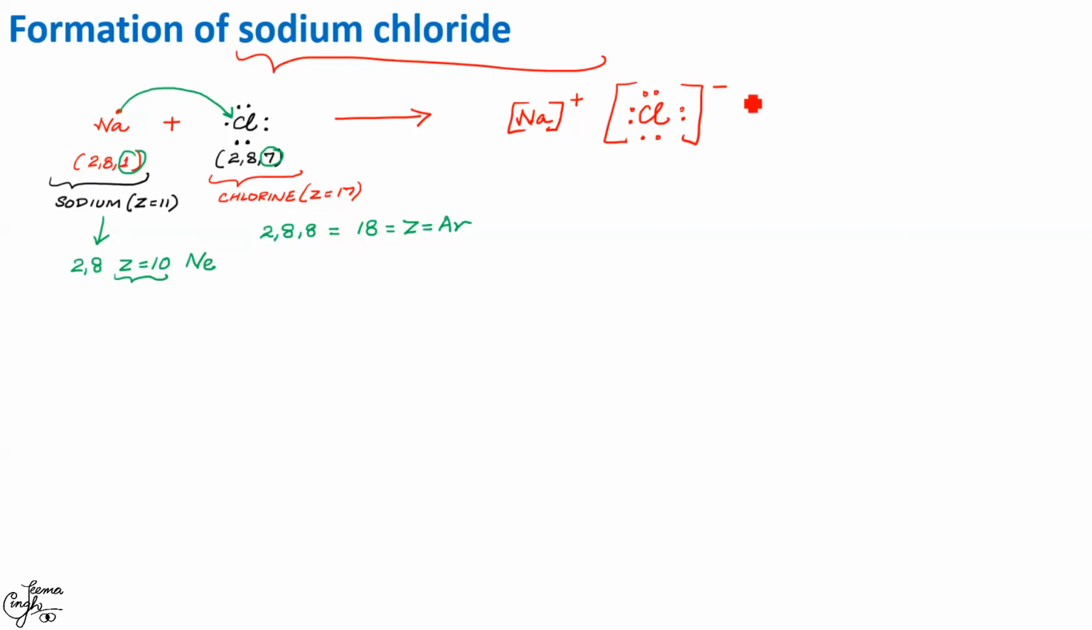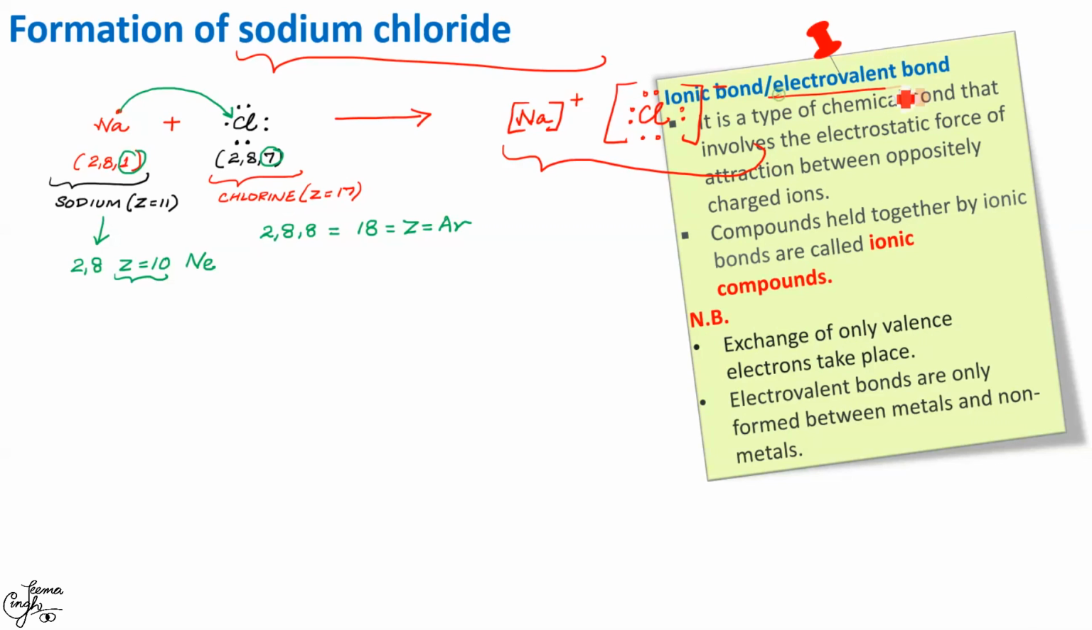Now opposite charges attract. These oppositely charged ions are attracted and drawn closer to each other due to the electrostatic force of attraction. Thus, a bond is formed between Na positive and Cl negative, and that bond is known as the ionic bond or the electrovalent bond. We can define an ionic bond as a type of chemical bond that involves the electrostatic force of attraction between oppositely charged ions. And the compounds that are held together by ionic bonds are known as ionic compounds or electrovalent compounds.